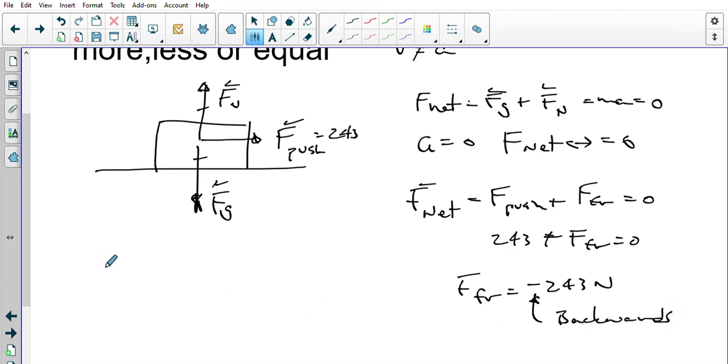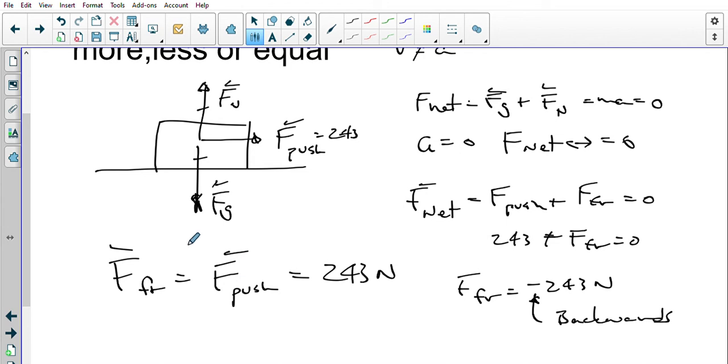So that means the force of friction is equal to the force of the push, which is equal to our 243 newtons in terms of the magnitude, the size of the forces. So here we have our force of friction, obviously in the opposite direction, but it's also 243 newtons. All right, let's go to question number 4.